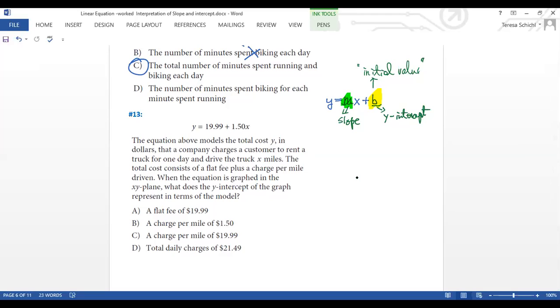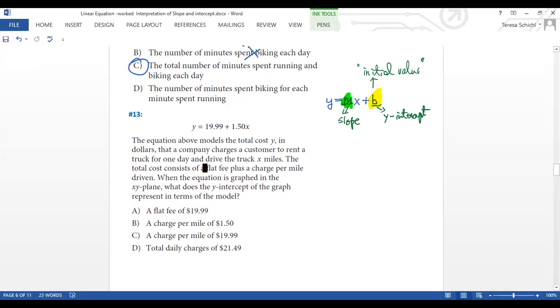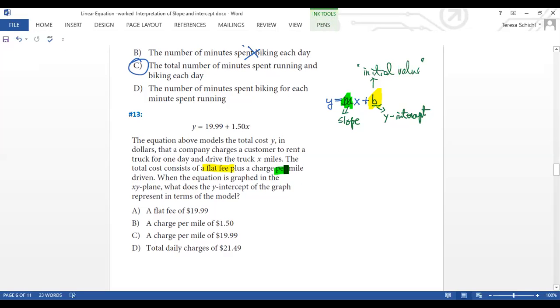Now let's take a look at number 13. The equation above models the total cost y in dollars that a company charges a customer to rent a truck for 1 day and drive the truck x miles. The total cost consists of a flat fee, and you see the keyword here, the flat fee, plus a charge per mile driven.